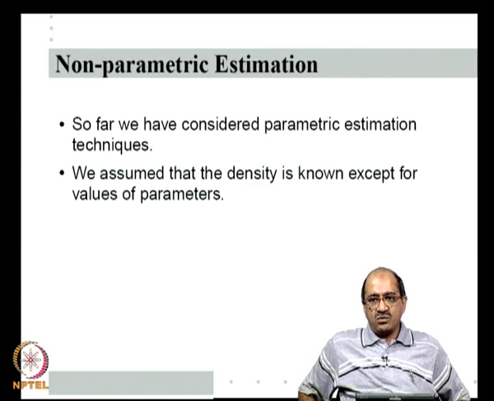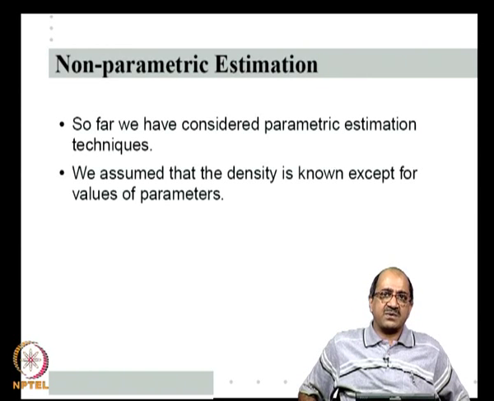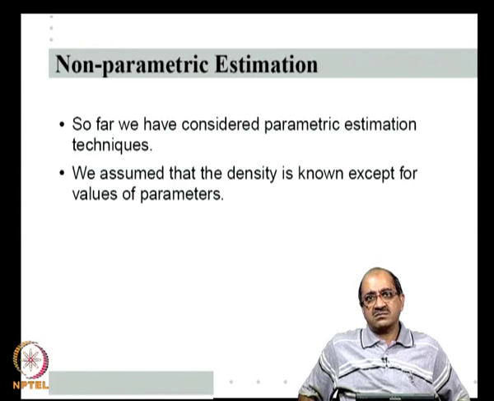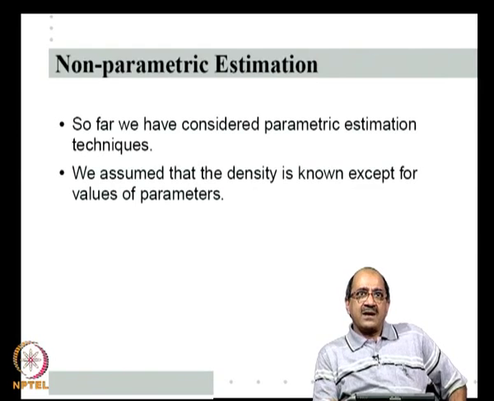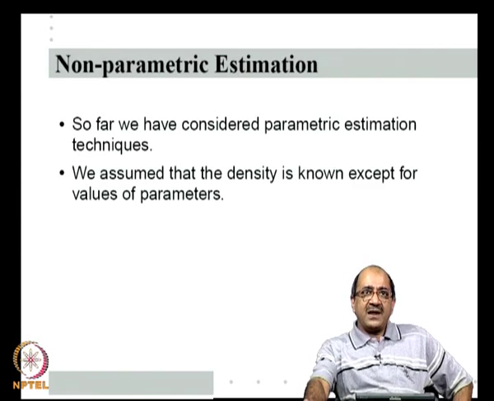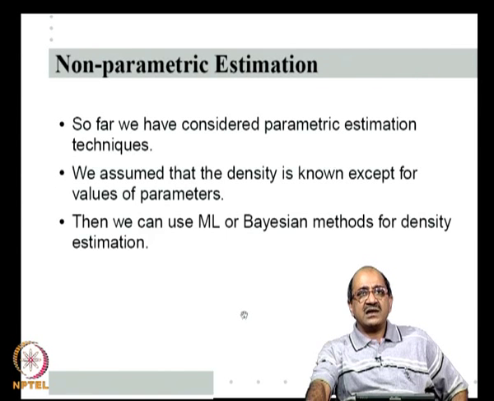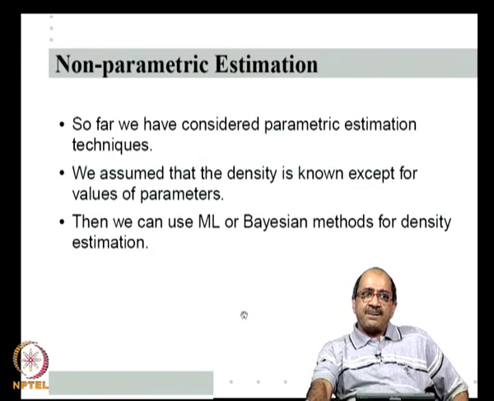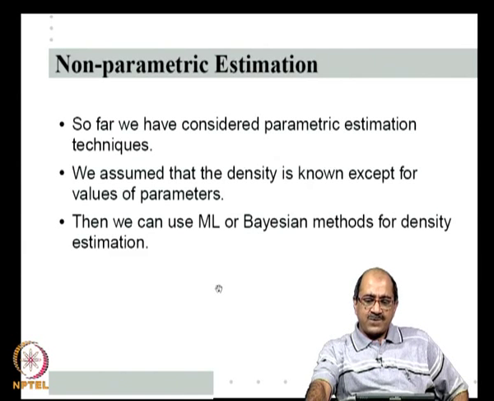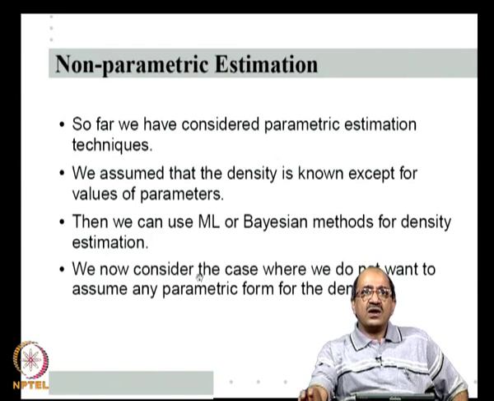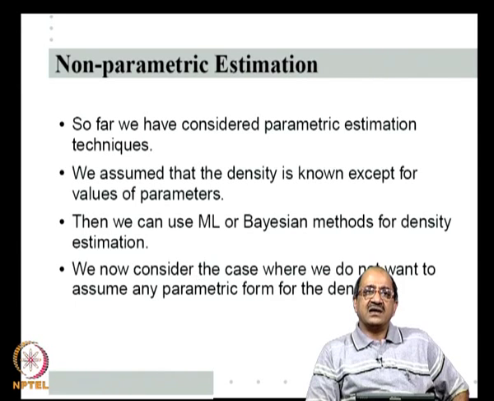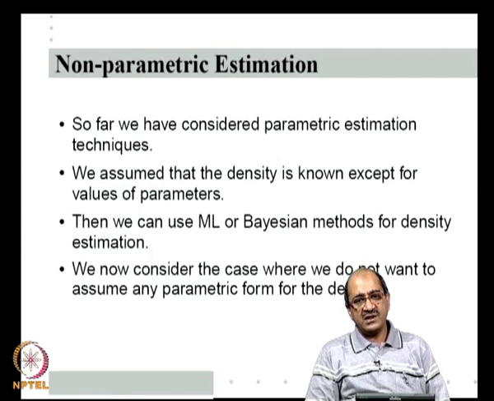So, we could assume a density to be Gaussian or exponential or gamma or t distribution or what have you, or even mixtures, as we now know how to do it. And then we are essentially estimating the parameters, whether by the maximum likelihood method or the Bayesian method. Now, let us say we do not want to assume any parametric form for the density. Can we still estimate the density function?